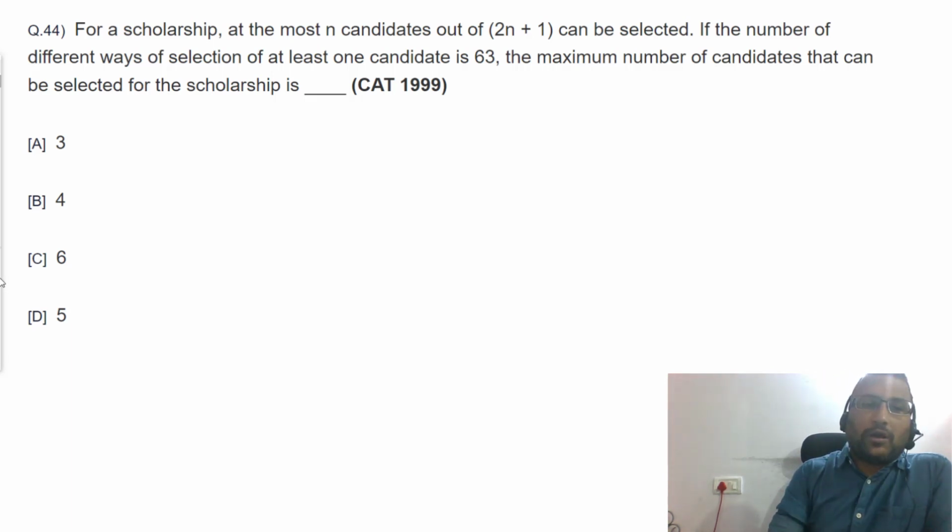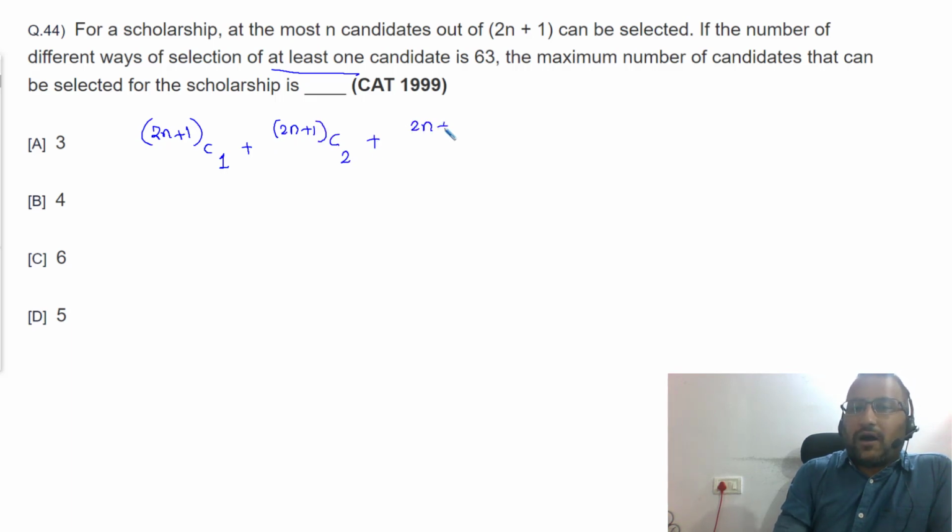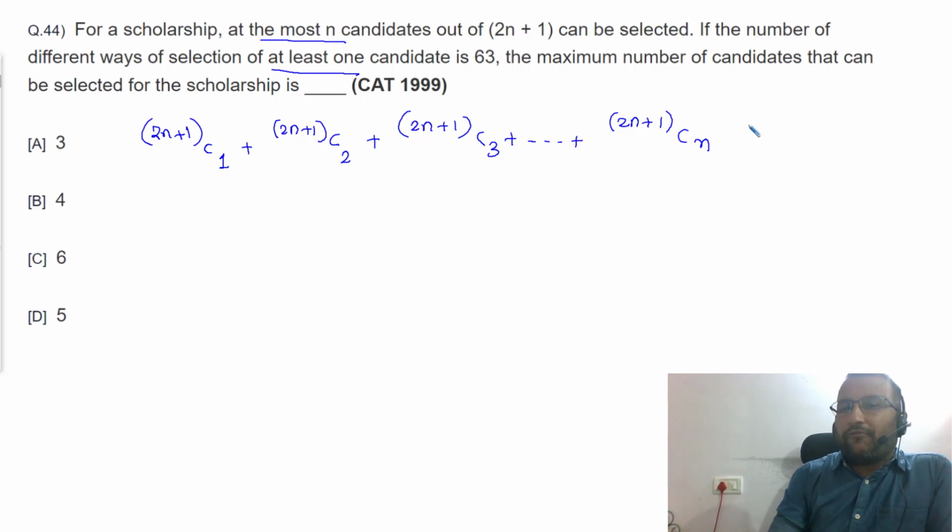So over here, total number of candidates are 2n plus 1. Out of these many candidates, minimum we can choose one candidate. Then out of 2n plus 1, we can choose 2 candidates. Then out of 2n plus 1, we can choose 3 candidates, and so on. And out of 2n plus 1, maximum how many candidates we can choose? Maximum n candidates we can choose. The addition of these terms is equal to 63 over here.